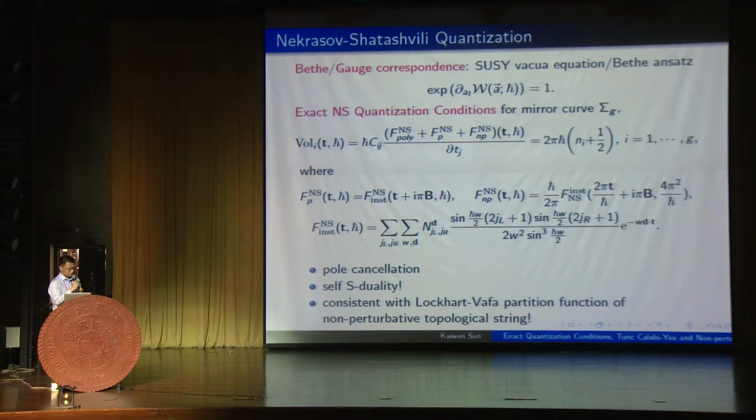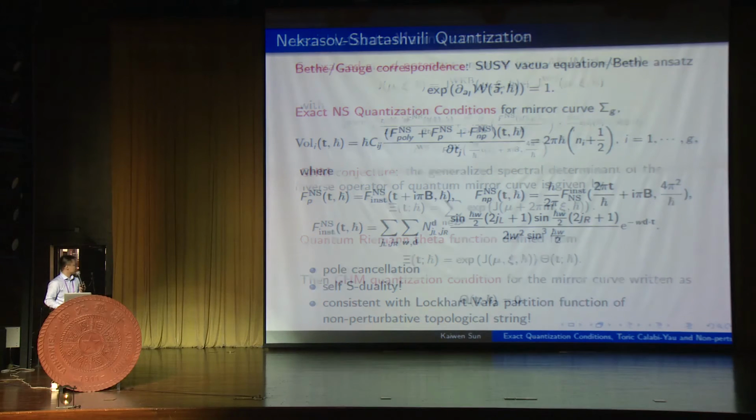The perturbative instanton part and the non-perturbative part are closely related to the instanton Nekrasov-Shatashvili free energy, but with a crucial B field added. This quantization condition contains no poles and enjoys a self S-duality. It also can be derived from the Lockhart-Vafa partition function of topological string.